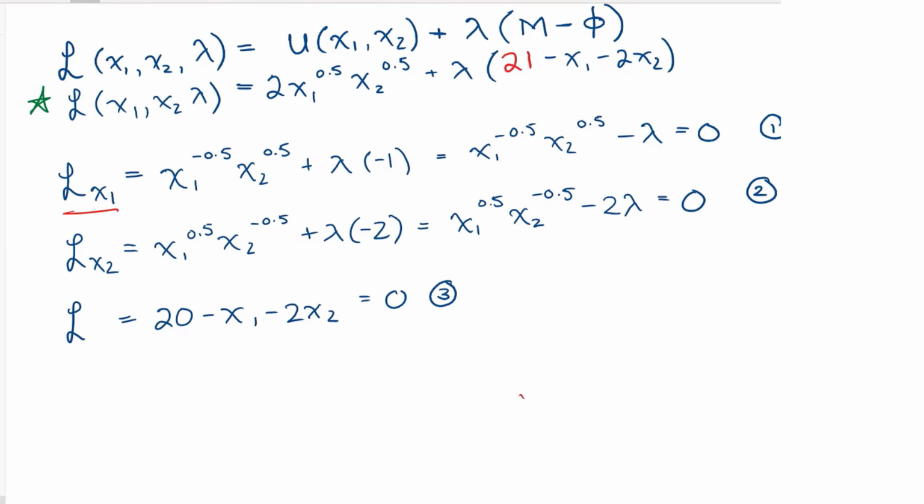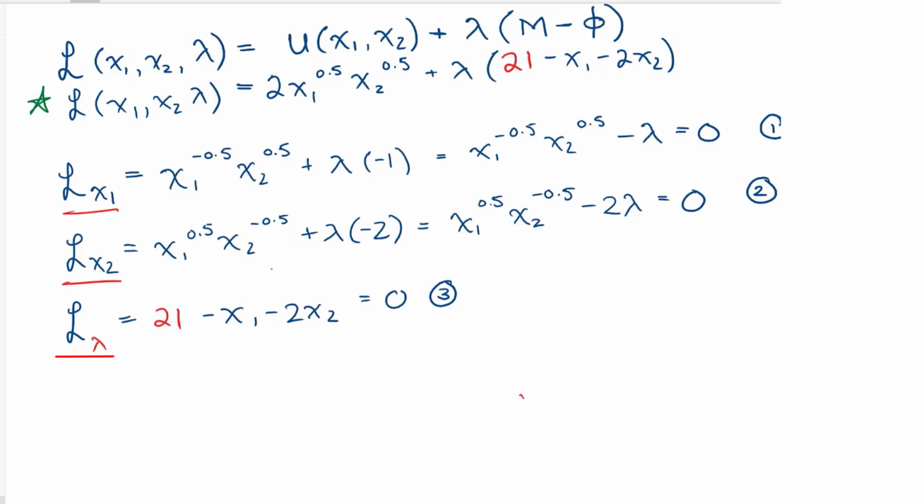Now, does the first derivative with respect to x1 change at all? No, it doesn't. Does our first derivative with respect to x2 change at all? Again, no, it doesn't. Does our derivative with respect to lambda change? Yes, this value here becomes 21. So let's look at the effects of this.